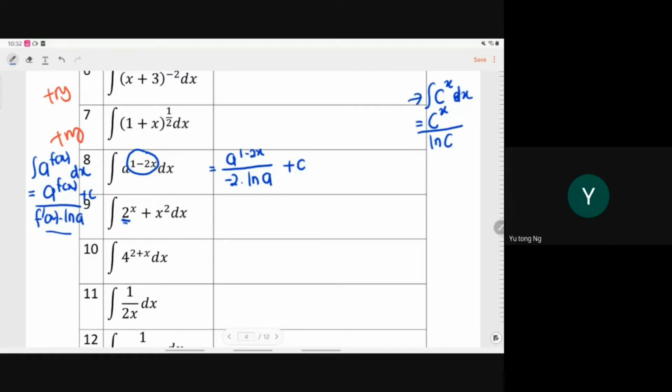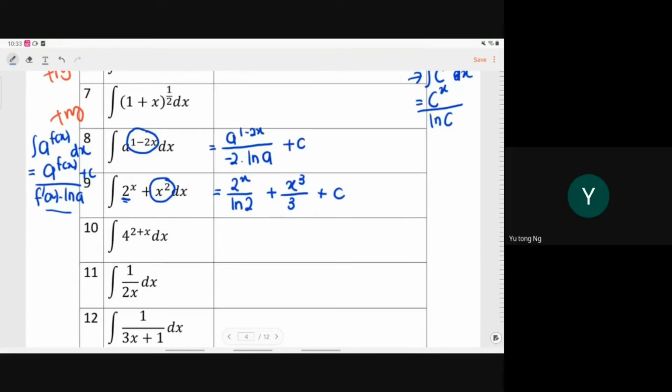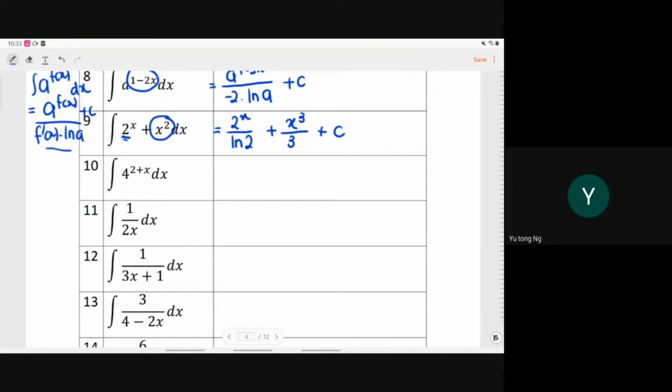So it becomes 2 to the power of x over ln 2 plus x squared, the power of x will increase by 1, x to the power of 3 over the new power 3 plus c. Kalau differentiate, kita akan darabkan nombor power kita ke depan and then kita punya power tu will reduce by 1. Kalau integrating, kita akan tambah power by 1 and then divide with the new power. So slightly different.